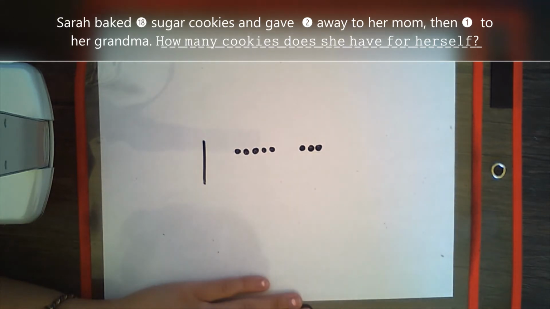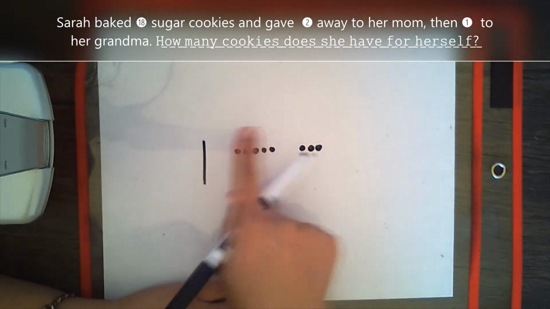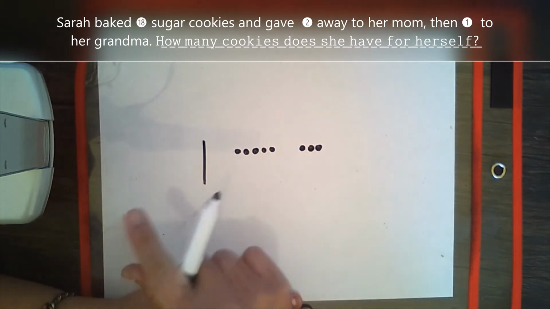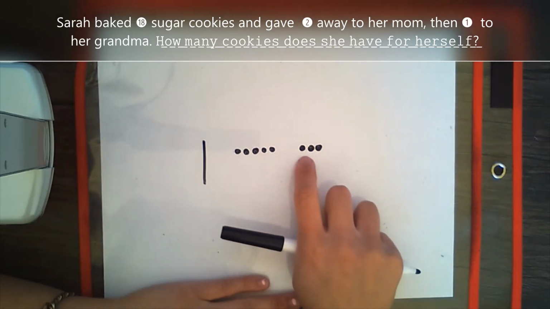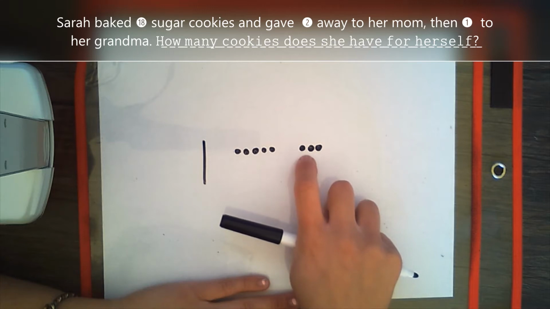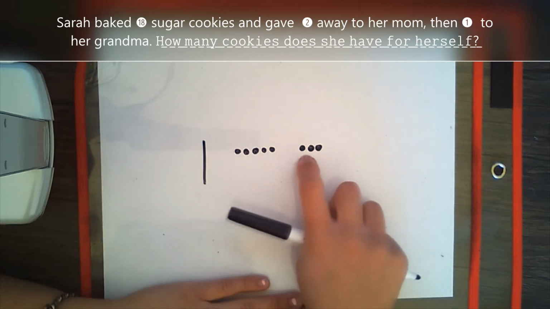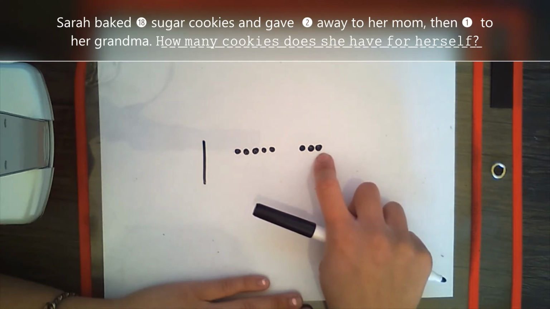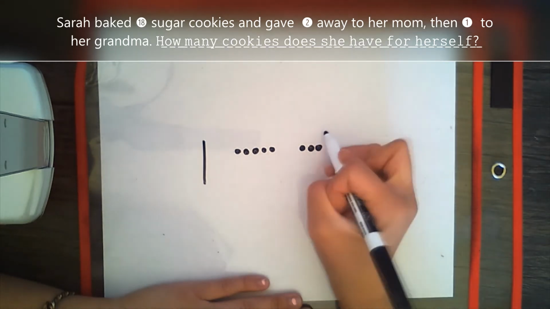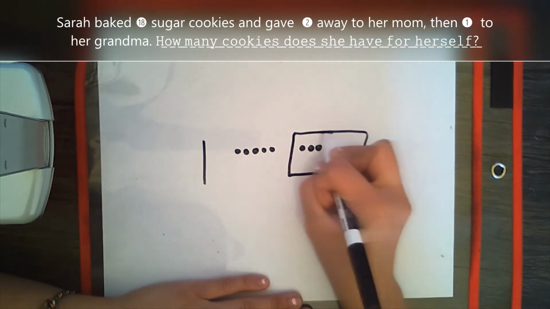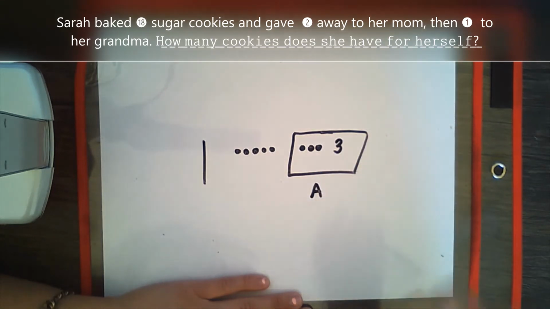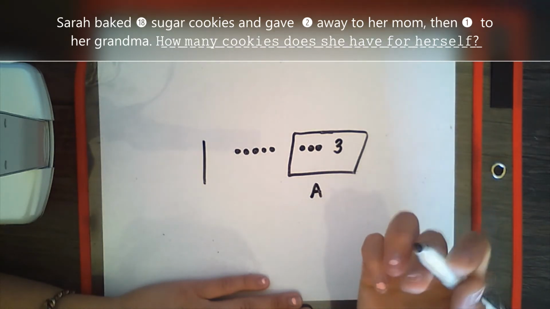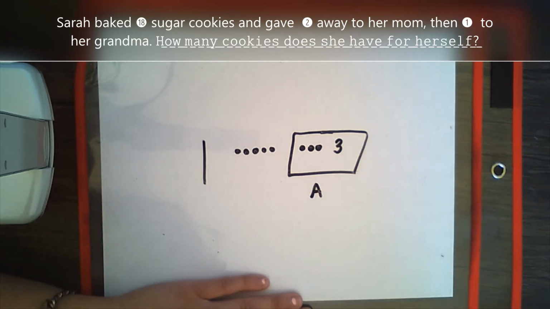Now, I know that Sarah baked 18 sugar cookies and she gave away 2 to her mom and then 1 to her grandma. I see 2 that could represent the 2 that she gave away to her mom, and then the 1 that she gave away to her grandma. I think we're going to go ahead and box that in and label that with a 3 and then put an A for away. Great. Let's go ahead and keep going.